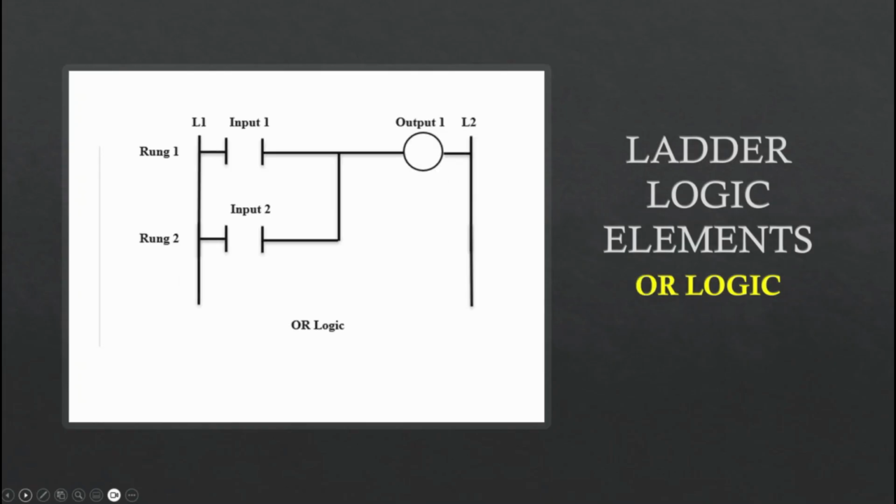Now the next one is OR logic. This means that if I push input 1, output 1 will come on. And then if I push input 2 instead, output 1 will also come on. It does not take both of those for it to operate. It's input 1 or input 2.